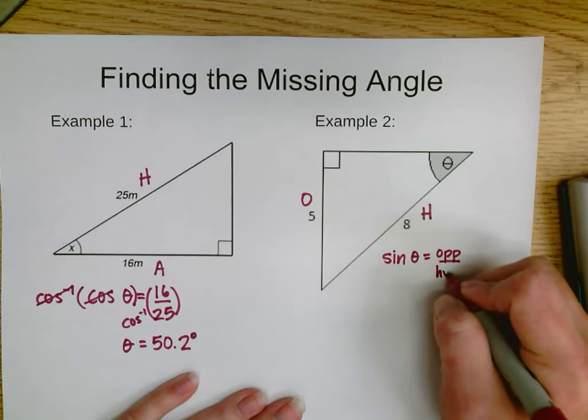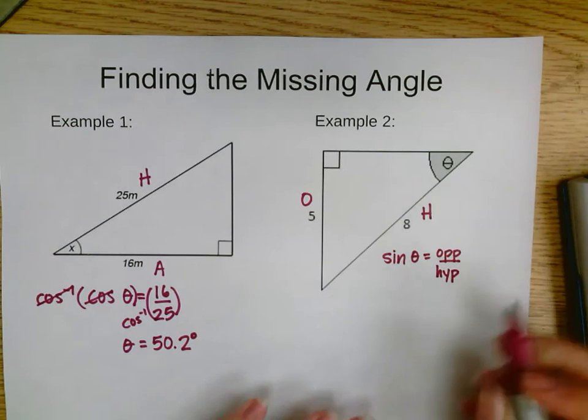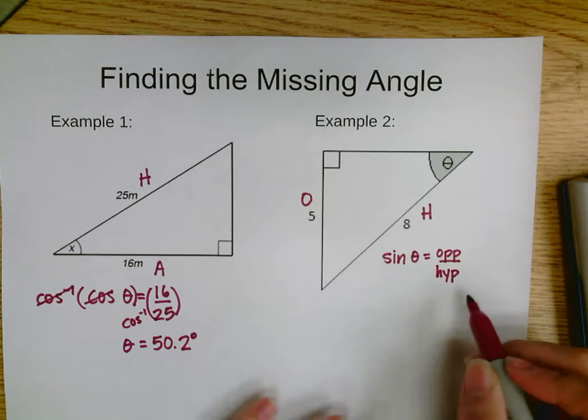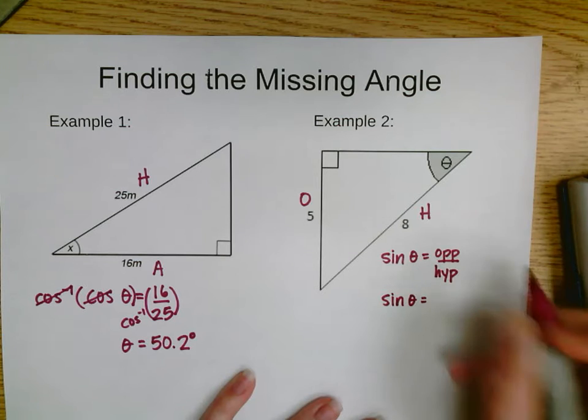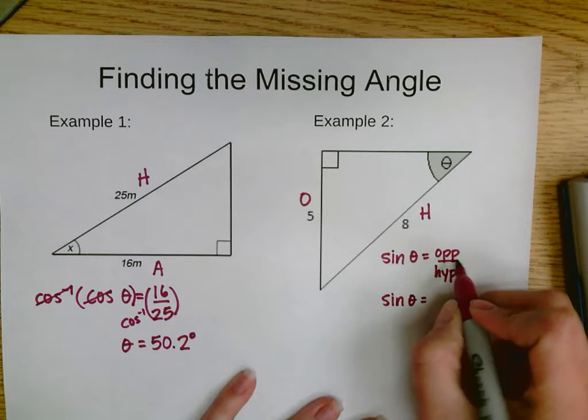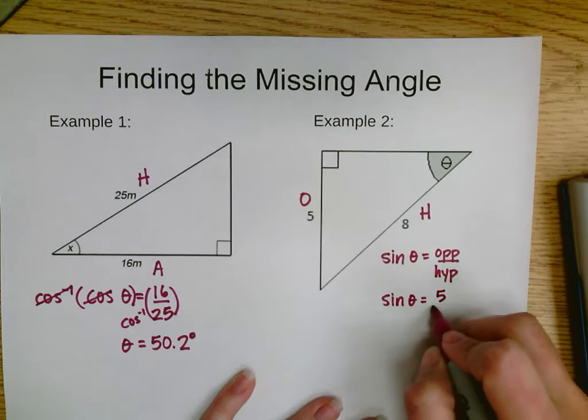Now, I didn't do that on the last time. I'm usually pretty good about practicing this setup. But I know I must have been excited about doing this problem, the last problem. Opposite is 5, hypotenuse is 8.